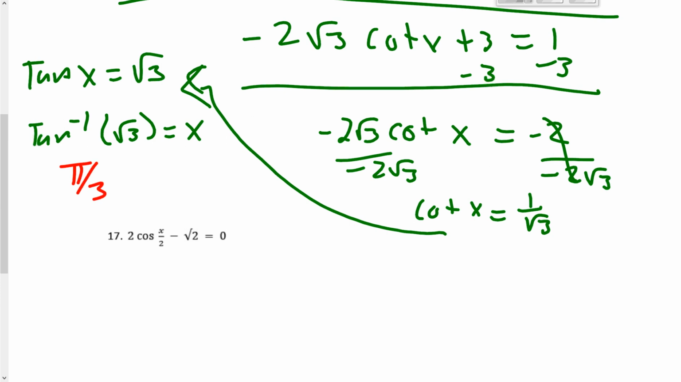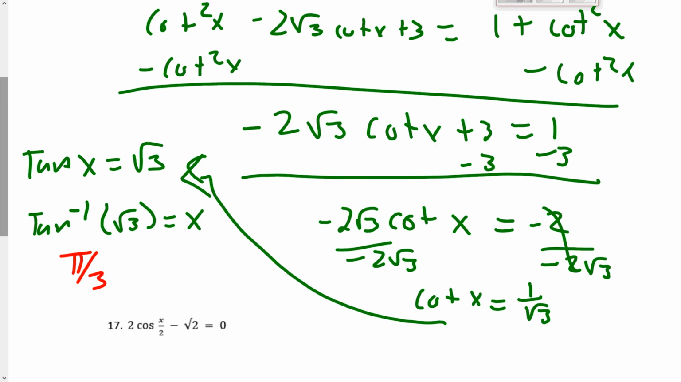So pi thirds would give me that, but that's my reference angle, right? So here's my reference angle. When I plug this back in, I get a negative 1.15 on the left side, and on the right side I get a positive 1.15. So that means I need to add 180 degrees, or add a pi to this, and I would get 4 pi thirds. And then when I plug in 4 pi thirds, that's when it works out, right?